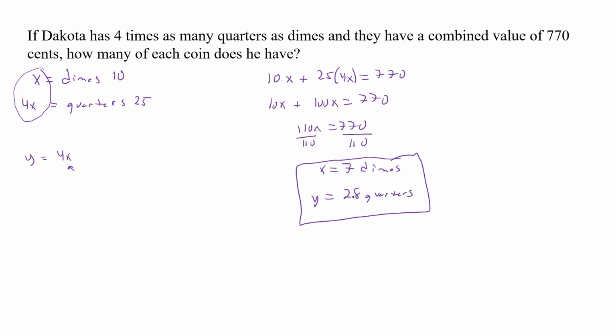Now, does 4 times 7 equal 28? Yeah, so that equation works. And how about this one? Does 10 times 7 plus 25 times 28 equal 770? Well, that's going to be 70. And then 25 times 28 is 700. 700 plus 70 is 770. So that does appear to be the correct value.